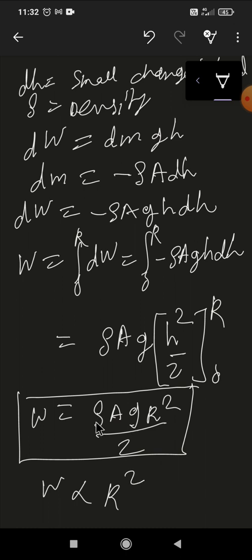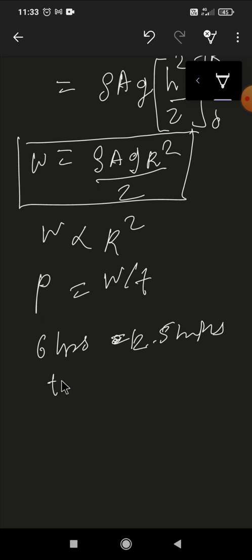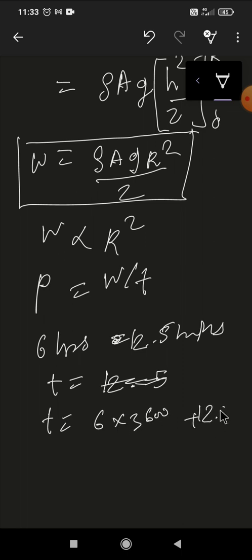So power is the rate of doing work. The average theoretical power delivered by the water is W divided by the time it takes each period to repeat itself. So power is work done upon time. The tidal cycle between high tide and low tide is around 6 hours and 12.5 minutes. So t will be equal to 6 hours and 12.5 minutes. If we count in seconds, it will be 6 into 3600 plus 12.5 into 60. So t will be equal to 22350 seconds.